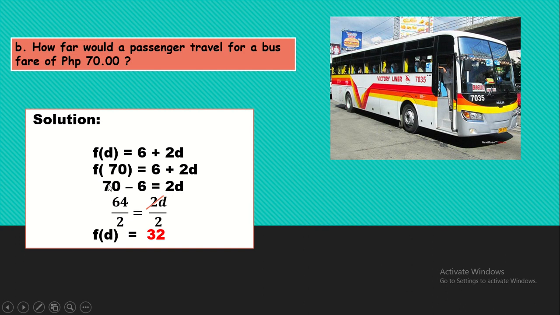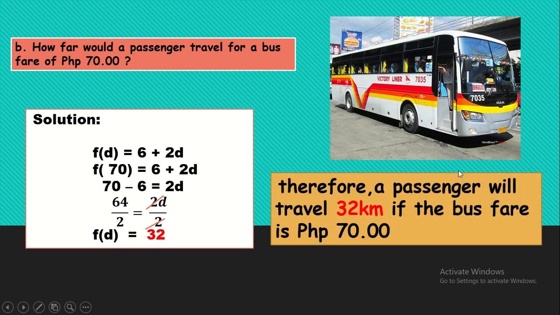And then, what's next? We subtract. 70 minus 6 is 64. Bring down 2d. We have to divide both sides by 2. Why? So that we can cancel out the 2 here. What remains is the distance, or the d. So, 64 divided by 2 is 32. Therefore, a passenger will travel 32 kilometers if the bus fare is 70 pesos.